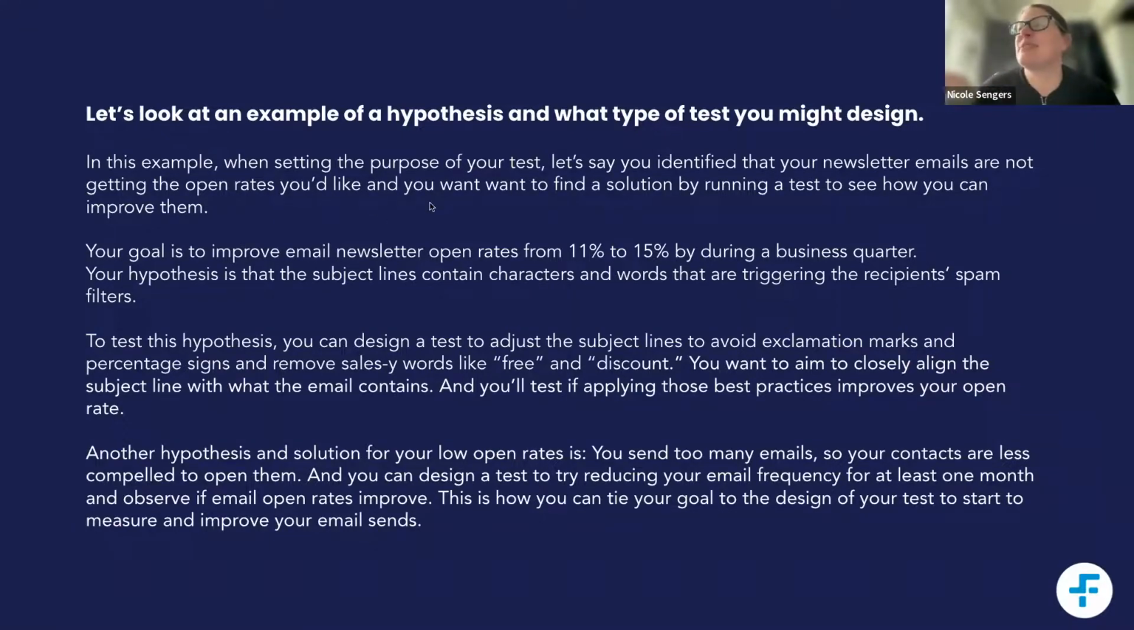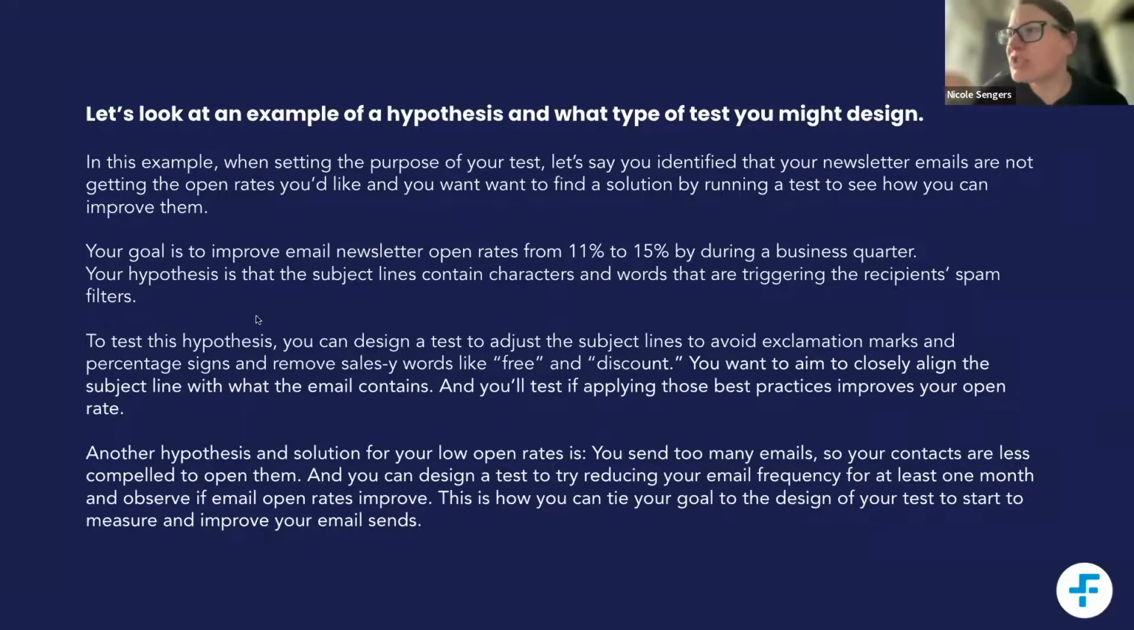So when setting the purpose of your test, you identified that your newsletter emails are not getting the open rates you'd like, and you want to find a solution by running a test to see how you can improve them. The goal was to improve newsletter open rates from 11 to 15% during the business quarter. So, setting a SMART goal. Your hypothesis is that the subject line contains characters and words that are triggering the recipient's spam filters.